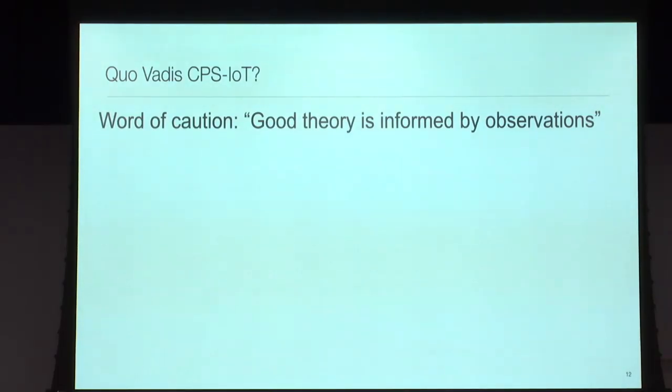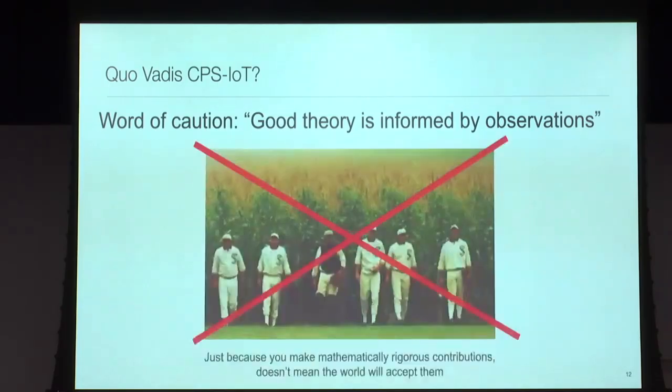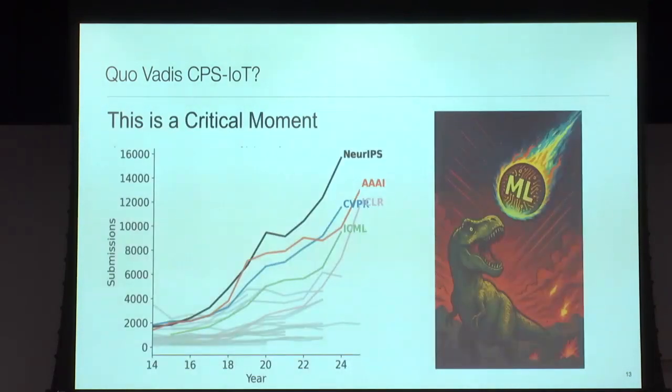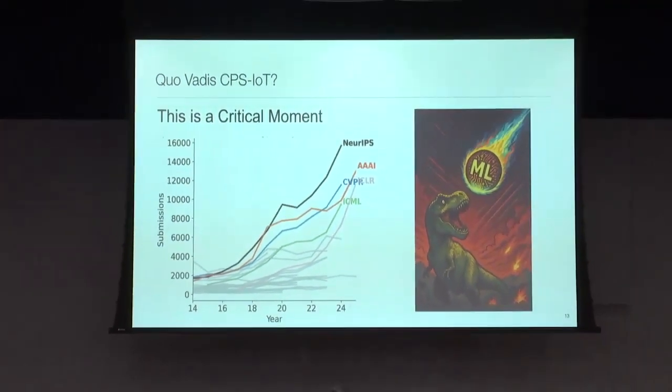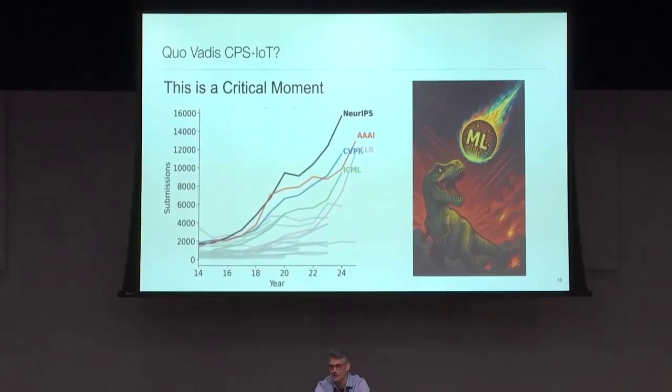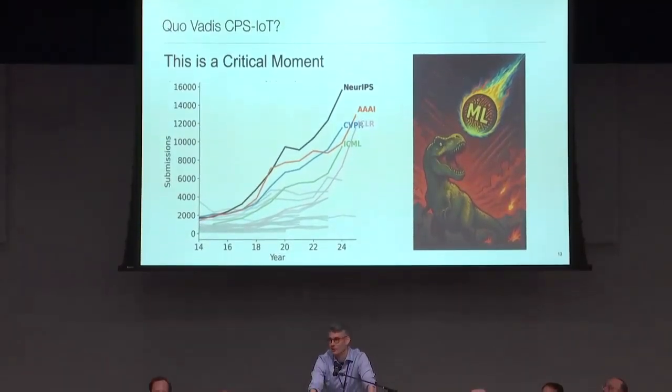One word of caution: good theory is informed by observation. In this world, just because something is a mathematically sound and rigorous contribution doesn't mean it's actually going to get adopted. Field of Dreams works great for a movie. It's not going to actually pan out in reality. A second thing to keep in mind is we're absolutely at a critical moment as a community. Machine learning communities are exploding. Paper counts are going up exponentially. We do not want to be that dinosaur that gets completely obliterated.